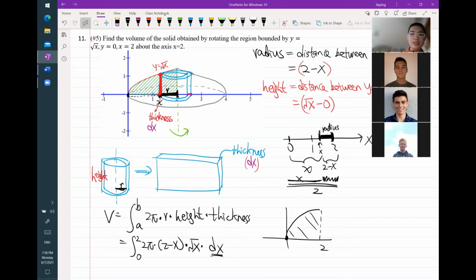For the shell method, the formula is just one formula. This is the only formula that you need for the shell method.